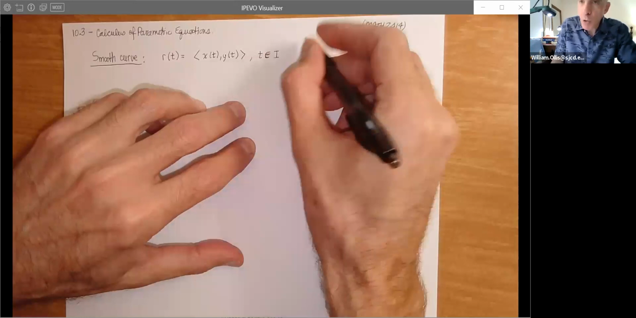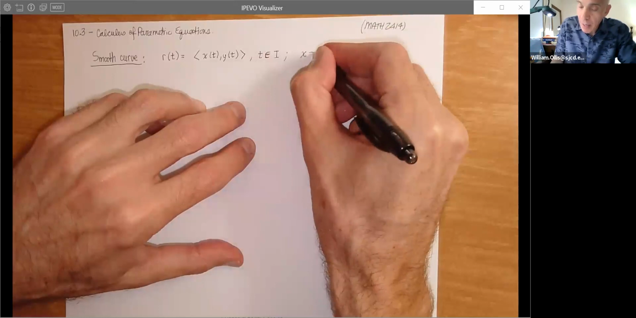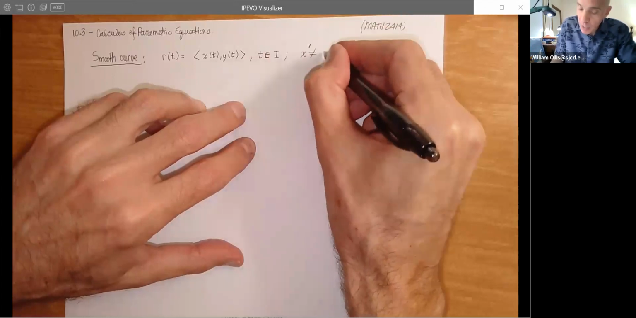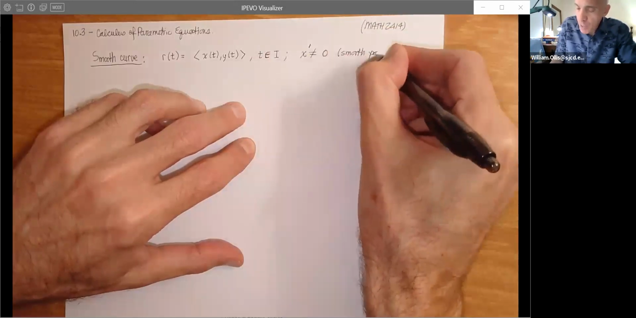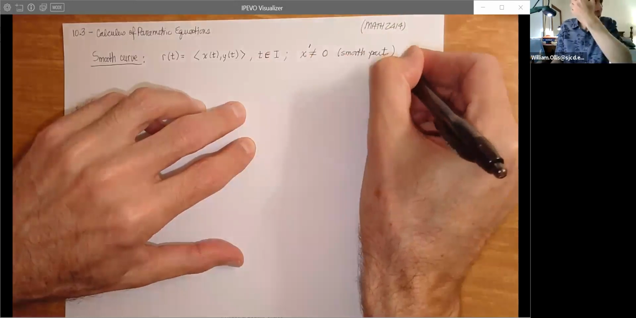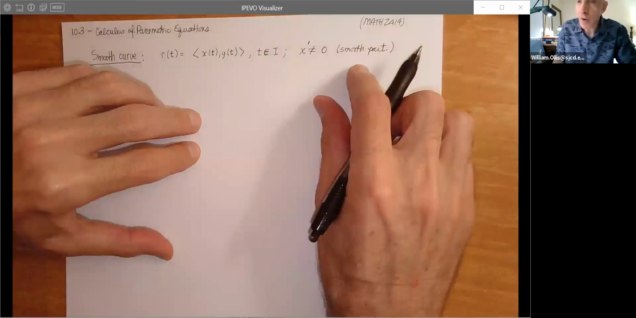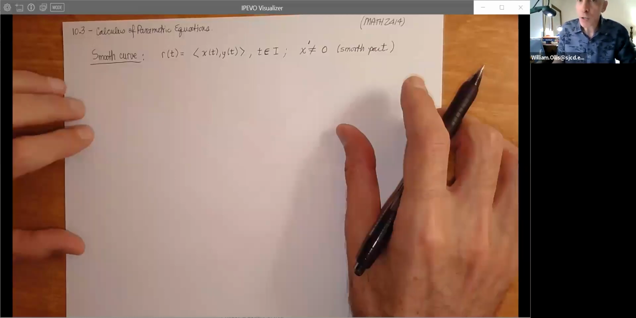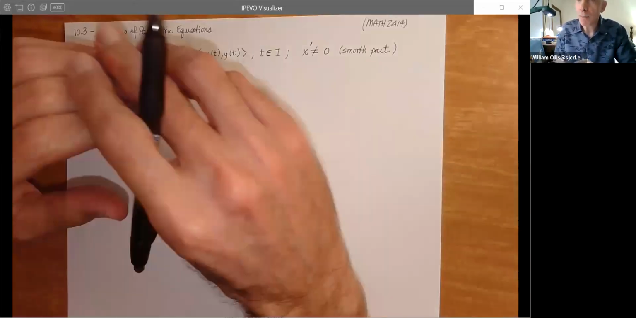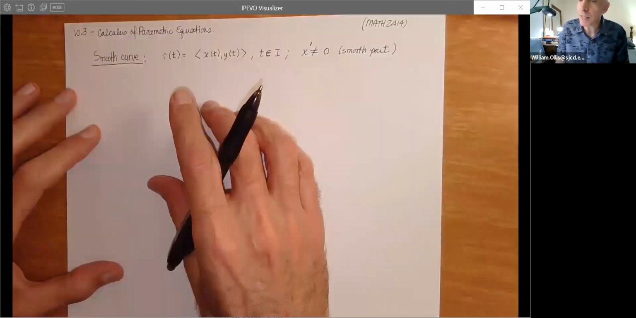And for the smooth curve, we can assume, which we will often do, that the x prime coordinate is non-zero. This is the smooth part. Lots of times when we do these calculations, we necessarily have to appeal to the smoothness of the curve because it gives us a curve that allows us to do the calculus. Curves can't be too disheveled, because if they are, we can't really apply the calculus in an effective way.